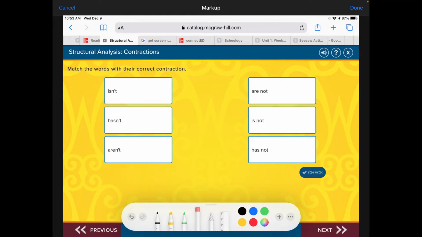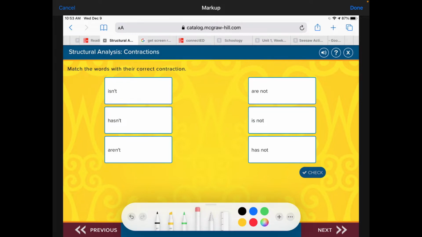Today we are going to work on the skill contractions. Contractions are a shorter way to say a sentence. You can take two words and put them into one using an apostrophe. A contraction will shorten your sentence.